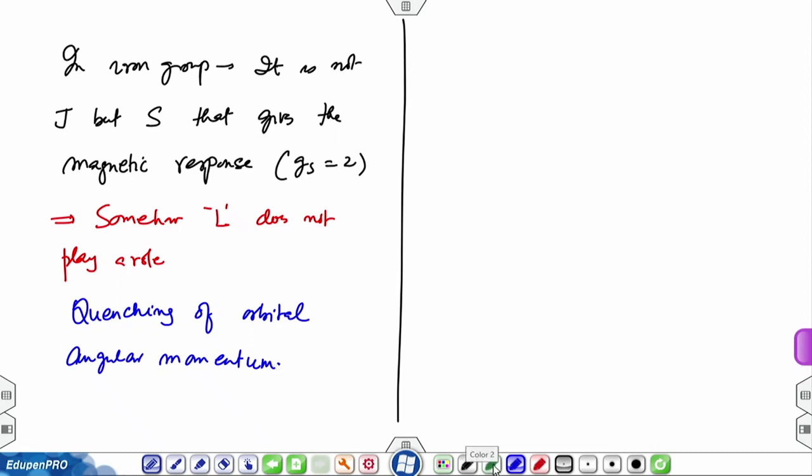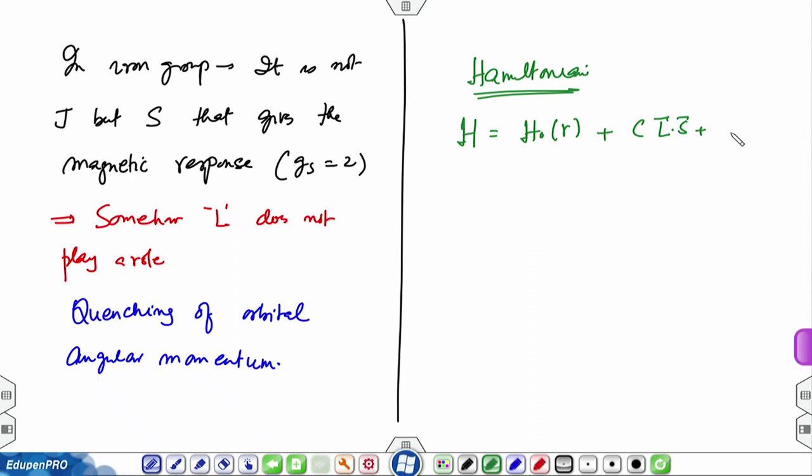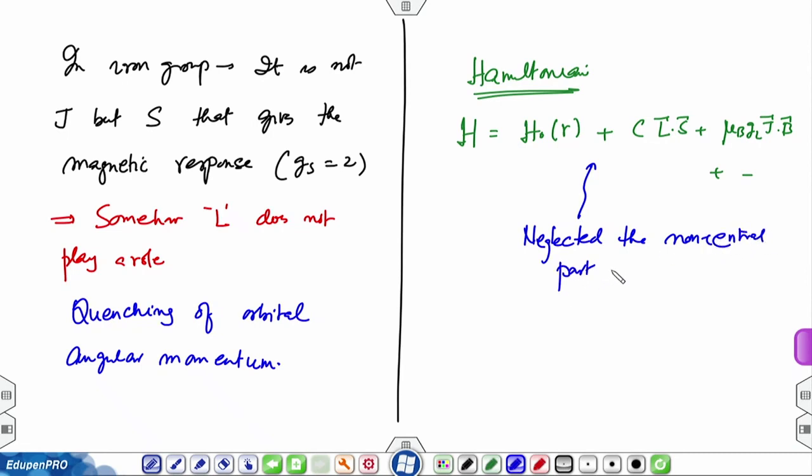So, recall when I wrote this Hamiltonian, I had H equals H 0, which depended only on the R magnitude, plus C L dot S plus the magnetic term, right. So, let me write this as mu B G L J dot B plus that square term. We had neglected the non-central part of V effective. And I had said earlier that this is very small. So, this is much smaller than anything else. Central field approximation is good. So, we can neglect that.